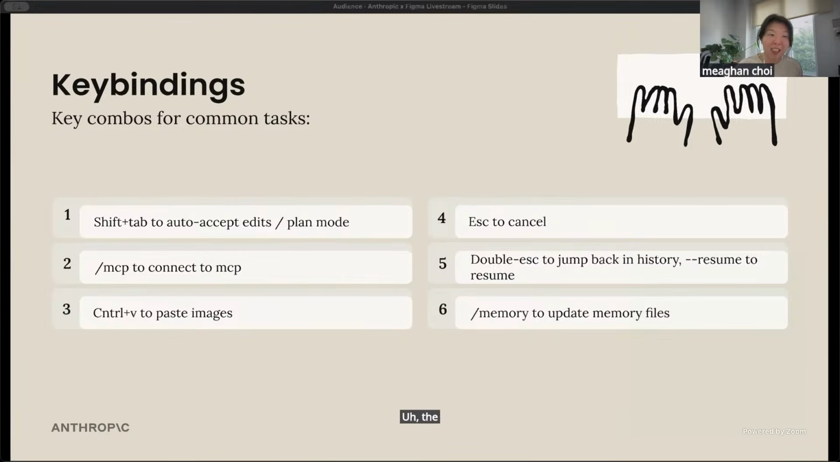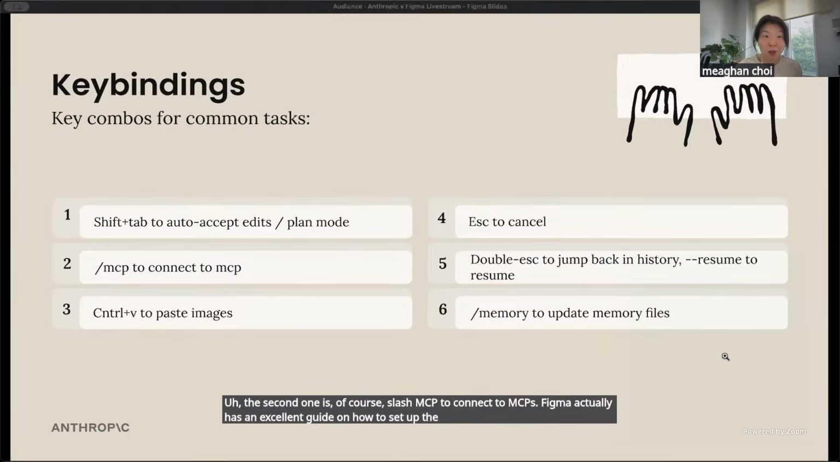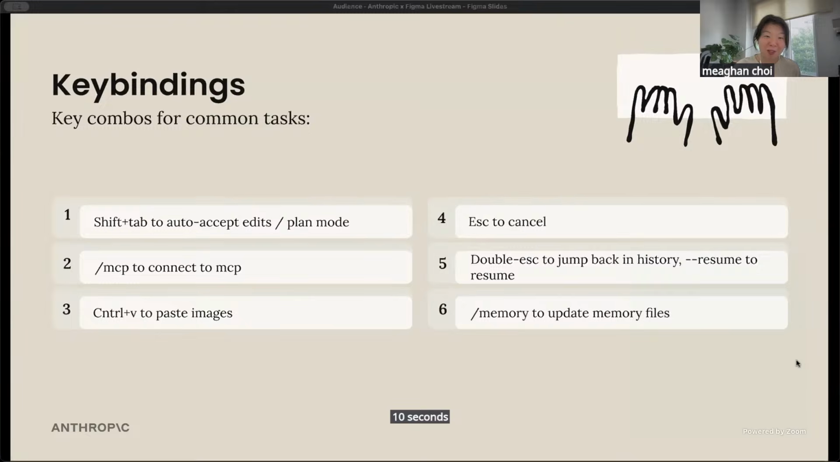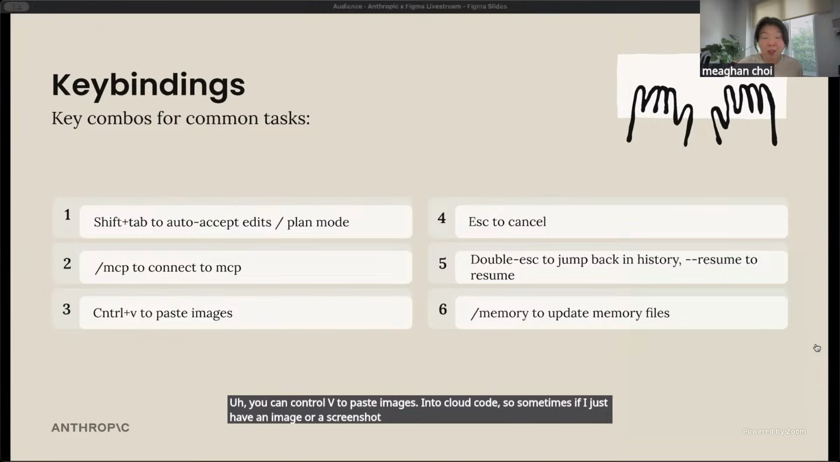The second one is, of course, /mcp to connect to MCPs. Figma actually has an excellent guide on how to set up the Figma MCP. I was able to do it in like 10 seconds. It was pretty incredible, and it's just magical to get that working. You can Control-V to paste images into Claude Code. So sometimes if I just have an image or a screenshot of something wrong that I've circled, I'll paste an image in there, and I'll tell Claude Code to look at that.